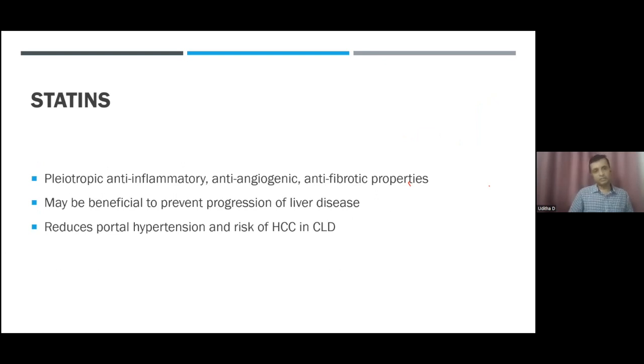But of course, we know that statins have what we call pleiotropic effects, which are anti-inflammatory, anti-angiogenic, anti-fibrotic properties. You know that statins are HMG CoA reductase inhibitors, but they are supposed to have an array of other properties which have a beneficial effect on a lot of different systems. There is a lot of evidence coming out that these effects may be beneficial to prevent progression of liver diseases. For example, it may reduce the progression of portal hypertension or reduce pre-existing portal hypertension, and also reduce the risk of hepatocellular carcinoma in patients with chronic liver disease.